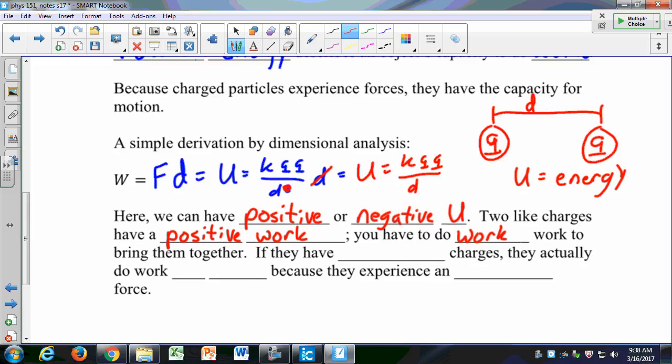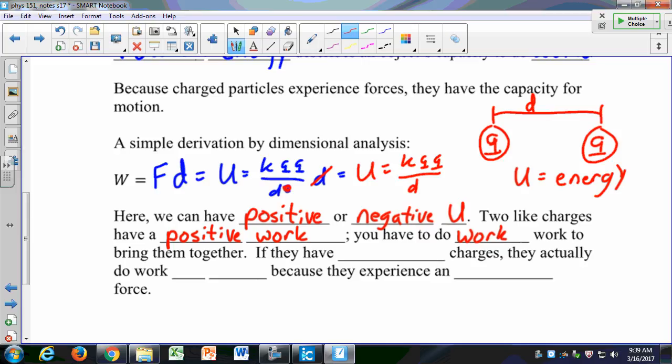So as I move these charges together, I have to push on them. I have to do positive work, pushing in the direction of the force or in the direction of the displacement. My force and displacement are in the same direction. Remember, work, F times D. I have to push them in the same direction in order to get them to this position. And so they have then, because I've done positive work, positive potential energy. I can think about if I let them go, they're going to fly out across the room.